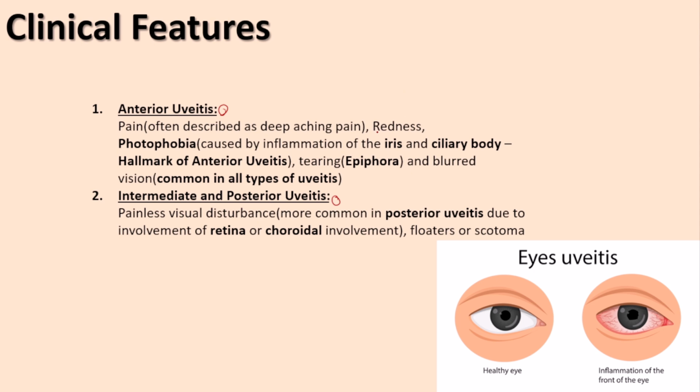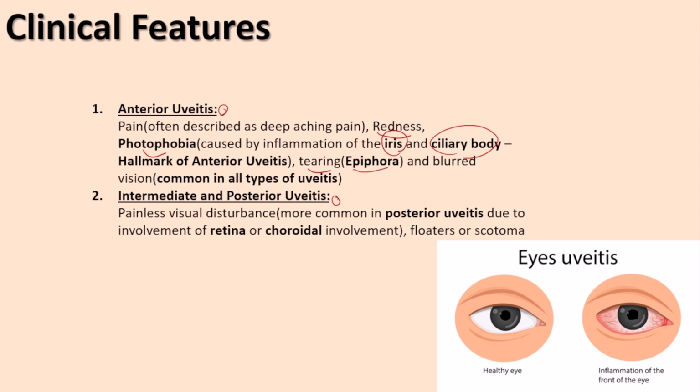The patient will also have redness in the eye, and be very careful not to confuse this redness with other eye conditions like conjunctivitis, which can also cause redness in the eye. Photophobia in anterior uveitis is usually due to inflammation of the iris and ciliary body, and it is a hallmark of anterior uveitis. The patient may also have tearing, which we call epiphora. But note that blurry vision is a common symptom among all types of uveitis. If the patient has anterior, intermediate, posterior, or even panuveitis, blurry vision is going to be among the symptoms. But the other symptoms, pain, redness, photophobia, and epiphora, are specific to anterior uveitis.